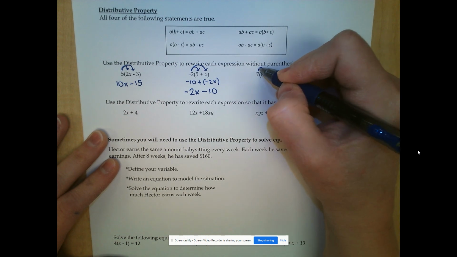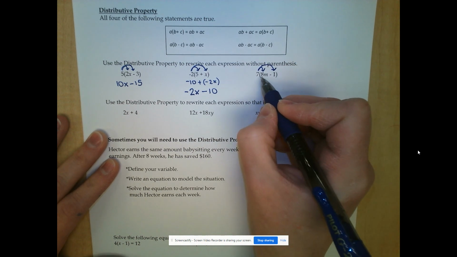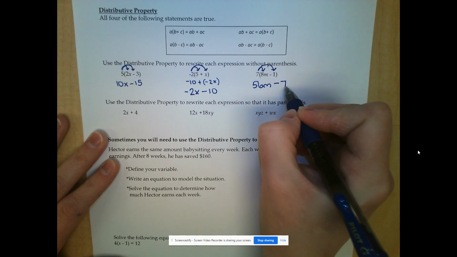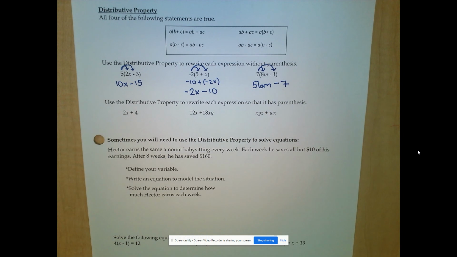Last, if we distribute the 7, which is positive, 7 times 8m would be 56m, minus the 7 times the 1 is 7. When there is a 1 at the end, I cannot tell you the number of times people forget to multiply the 7 on the outside. So please do use those little arrows over the top, even if they seem silly.